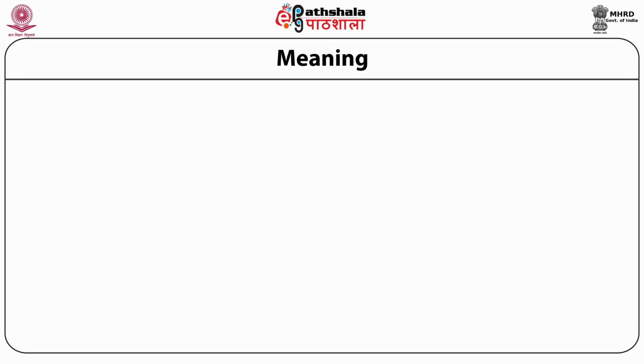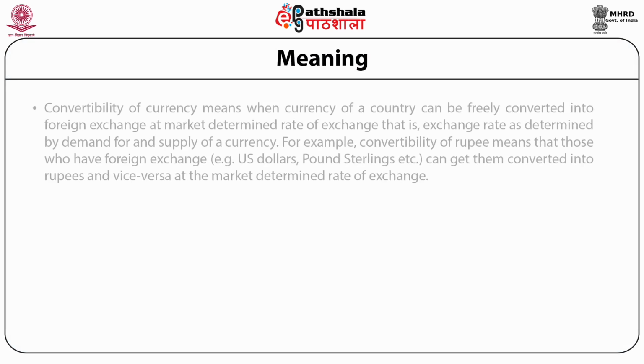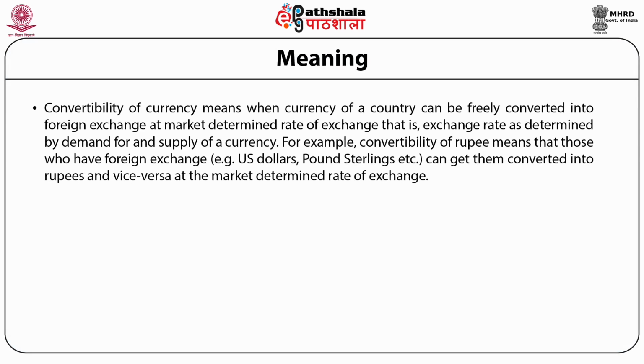Let's talk about the meaning of convertibility of currency. Convertibility of currency means when the currency of a country can be freely converted into foreign exchange at a market determined rate of exchange. That is, the exchange rate is determined by the demand for and supply of the currency. For example, convertibility of rupee means that those who have foreign exchange, for example US dollars or pound sterling, etc., can get them converted into rupees and vice versa at the market determined rate of exchange.